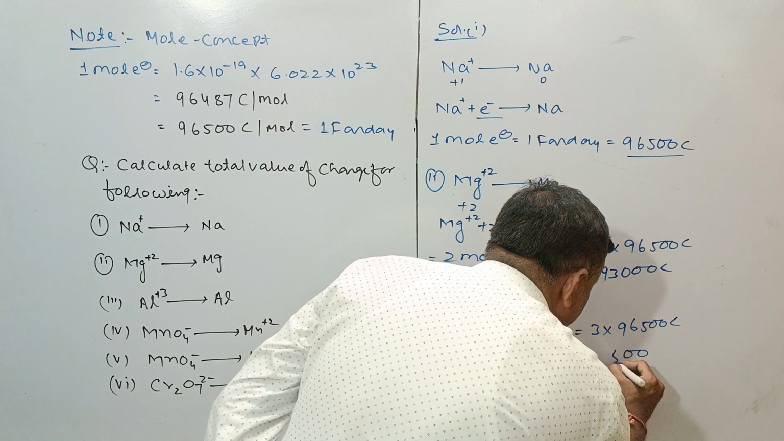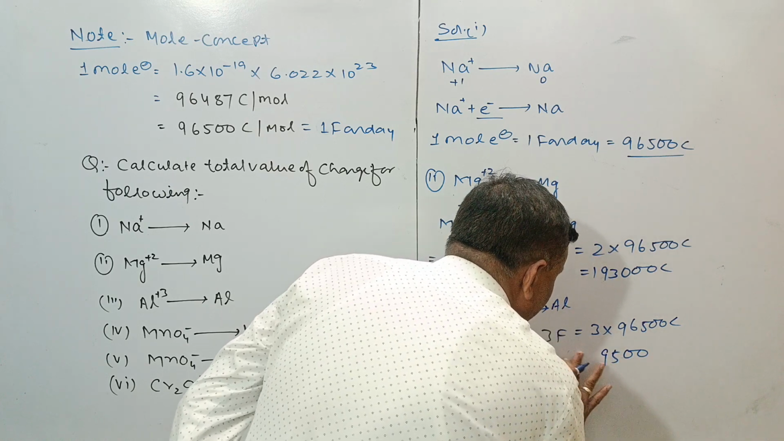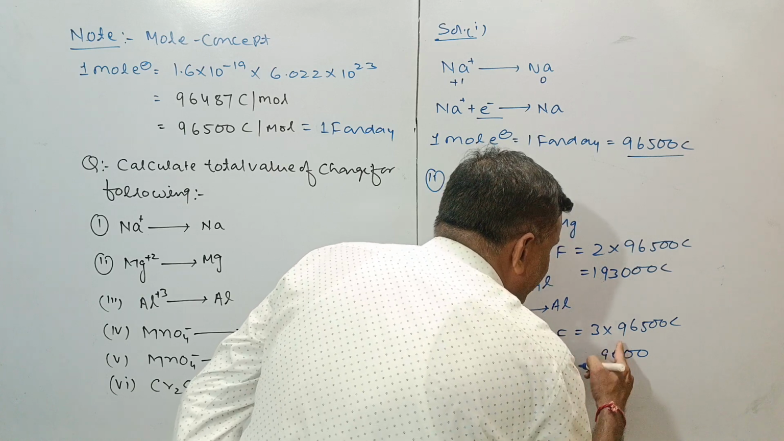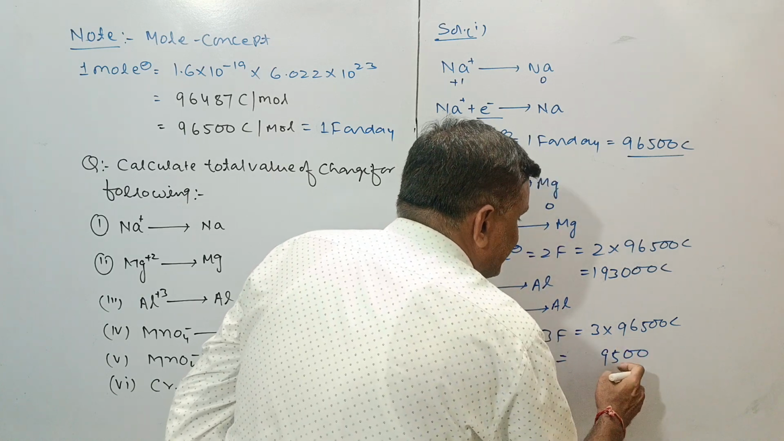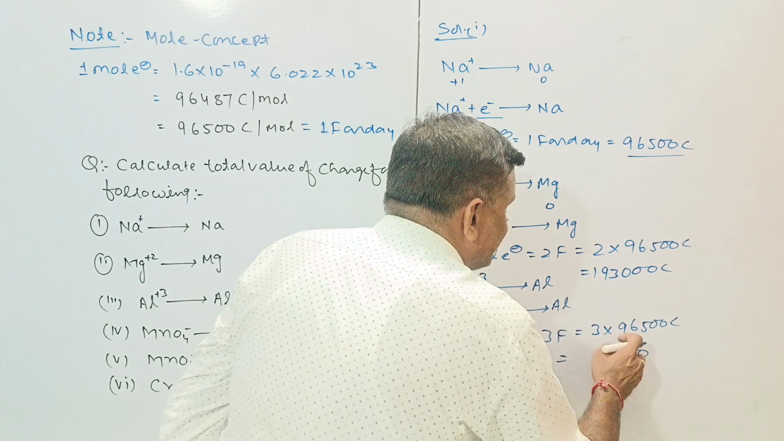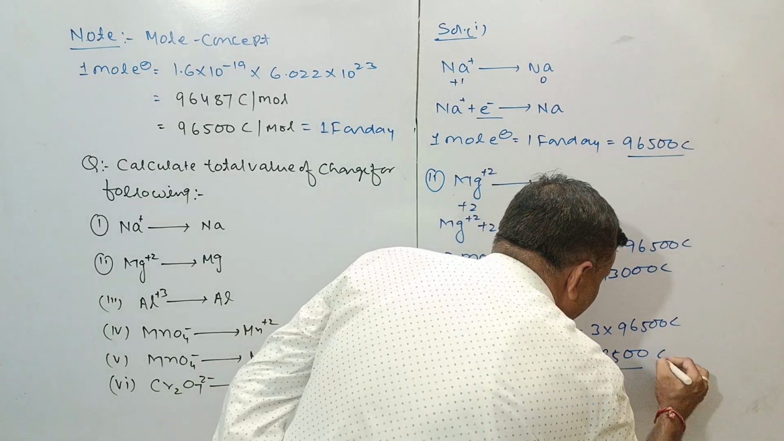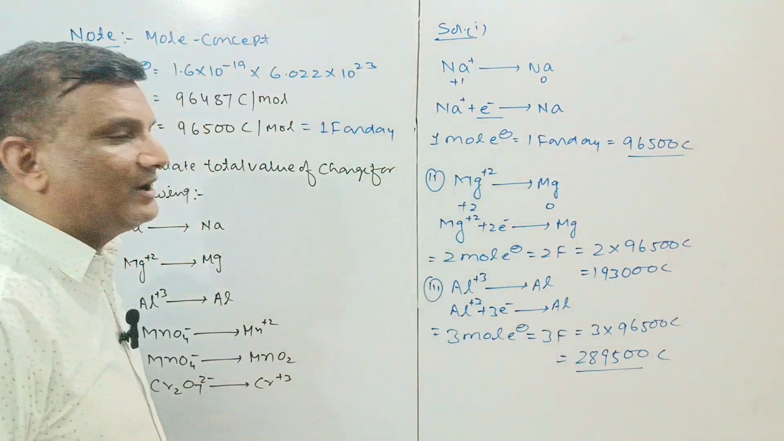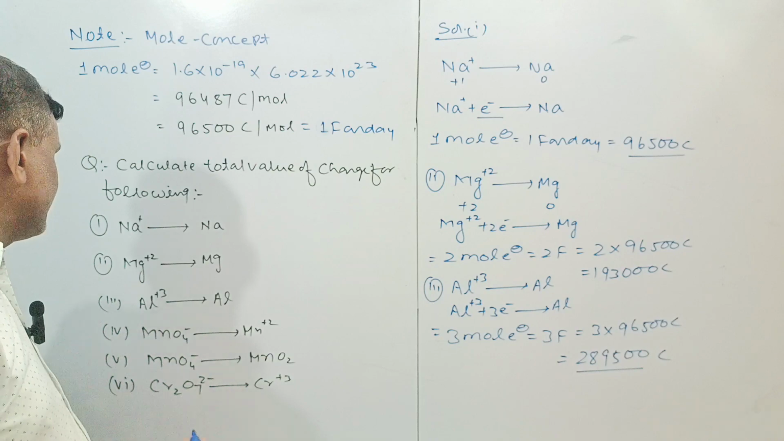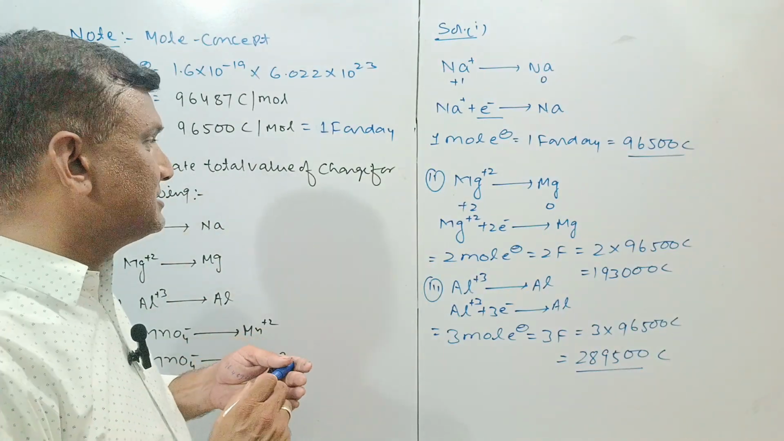3 5s are 15, 3 6s are 18, plus 1 is 19, and 3 9s are 27, plus 1 is 28. This will be the total value of charge for the third question. We'll go with questions number 4, 5, 6. Go through the entire matter because it's too important.